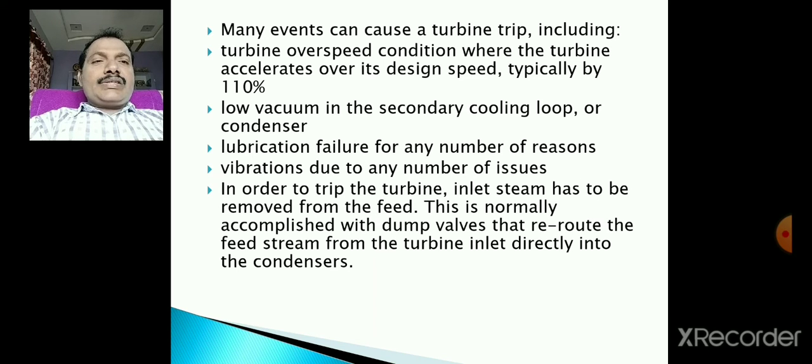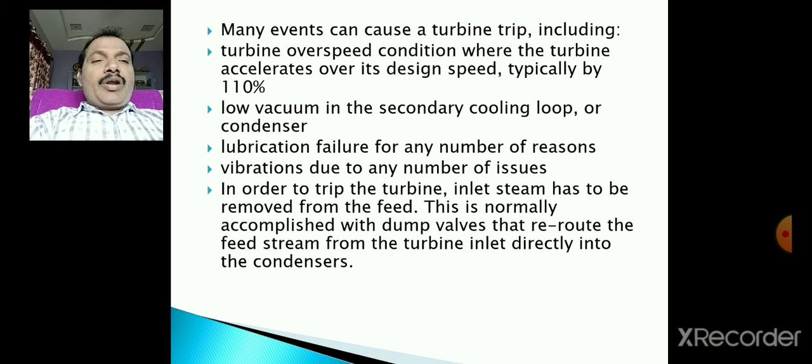Many events can cause a turbine trip, including turbine overspeed condition, where the turbine accelerates over its desired speed, typically by 110%. Another important trip condition is low vacuum in the secondary cooling loop or condenser. And lubrication failure for any number of reasons. If the lubrication fails, then only the turbine should be tripped.